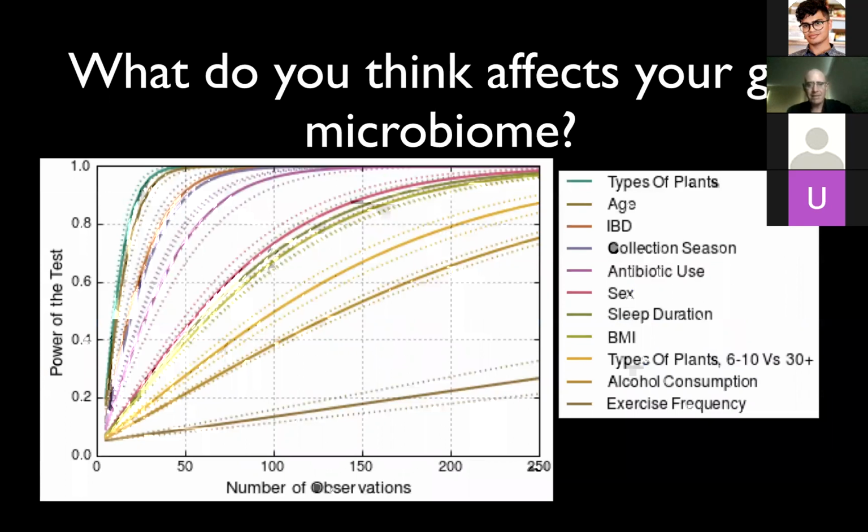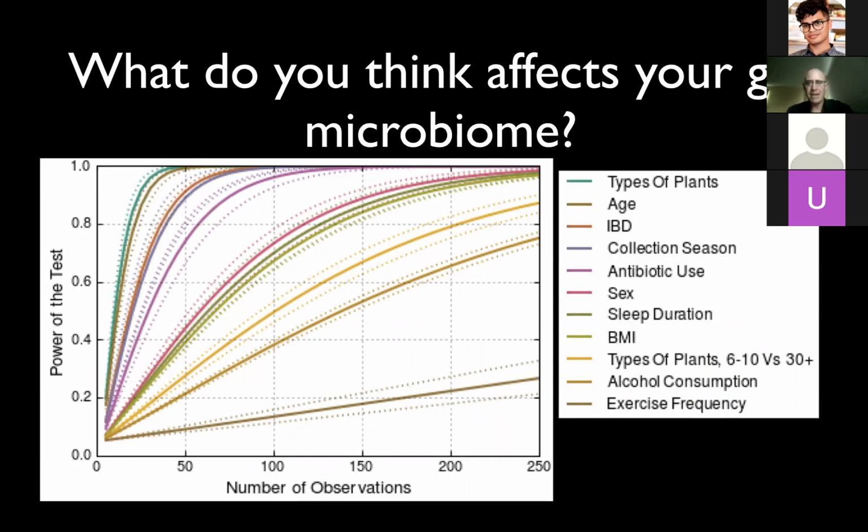And by having all of these people, we can subsample from them and ask how many people per group you need to see a particular effect. So this is the number of observations per group on the x-axis and statistical power on the y-axis, where you can see for something like age or IBD or collection season or other curves on the left, you need a few dozen people per group to tell that apart. Whereas for something like whether you're male or female, how much you sleep, how fat you are, you need a few hundred people per group to tell that apart.